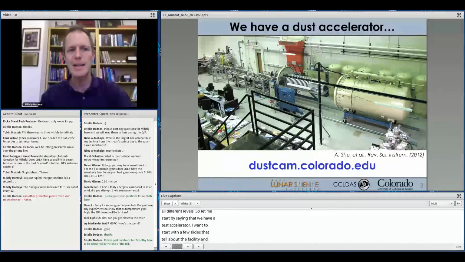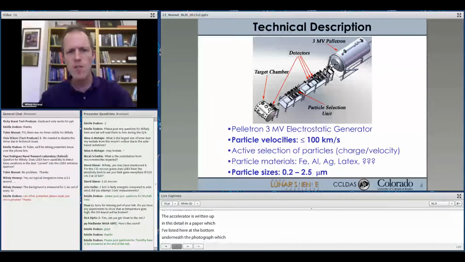You can see a website down here at the bottom. You can tune in at any time to see what we're up to at dustcam.colorado.edu. And the accelerator itself is written up in all of its detail in a paper, which I've listed here at the bottom just underneath the photograph, which is first authored by my graduate student, Anthony Hsu.